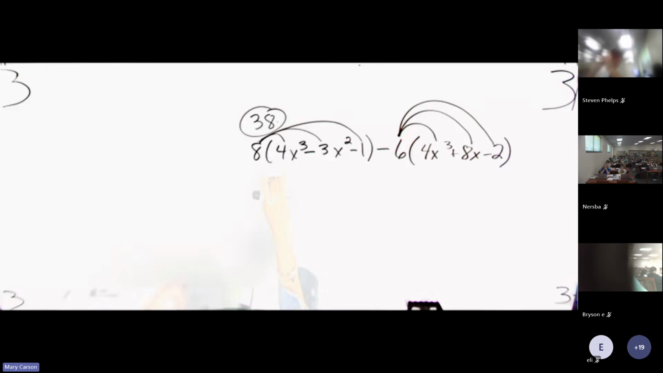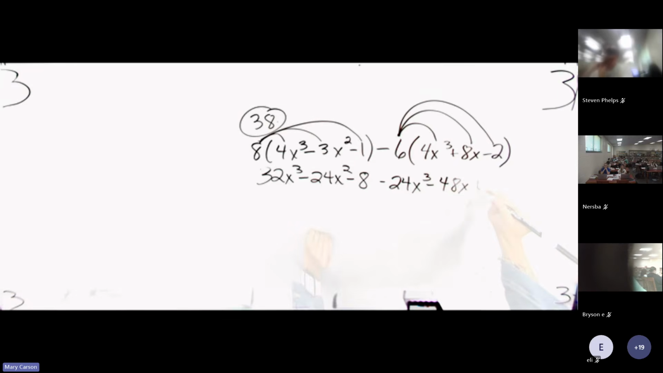When we do this, 8 times 4 gives you 32x cubed. 8 times -3 is -24x squared. And 8 times -1 gives you -8, okay? Then we distribute the same way for the -6. So this is -24x cubed, -48x, plus 12.